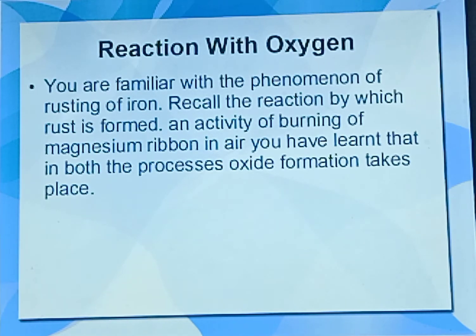You have seen the brown colored layer on the iron which eats it up. Many people say that the rust eats up the iron. Yeah, they are right. It's just a reaction. And in the activity of burning magnesium in air, you have also learned that in both processes oxide formation takes place. Means in the rusting of iron and the burning of magnesium ribbon, both processes form an oxide.